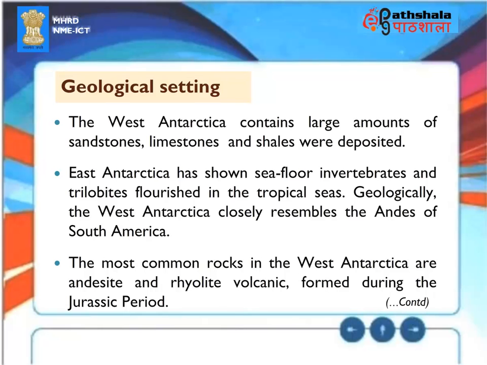West Antarctica contains large amounts of sandstones, limestones, and shales that were deposited. East Antarctica has shown that seafloor invertebrates and trilobites flourished in the tropical seas. Geologically, West Antarctica closely resembles the Andes of South America. The most common rocks in West Antarctica are andesite and rhyolite volcanic rocks, formed during the Jurassic period.